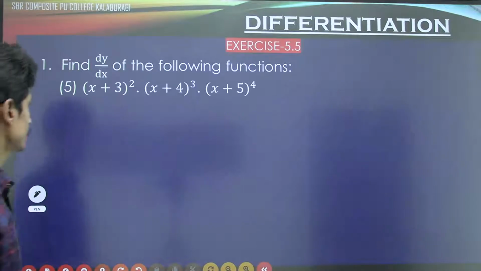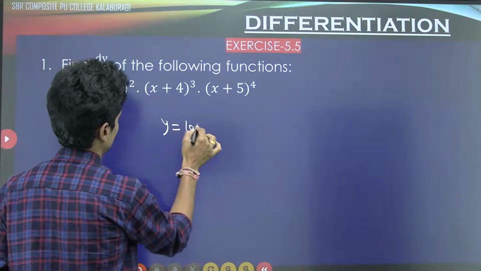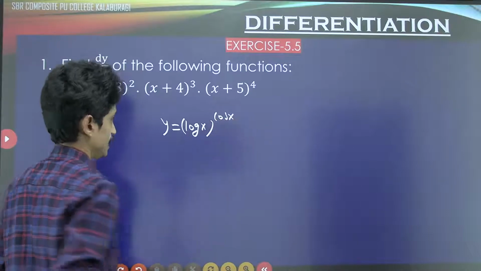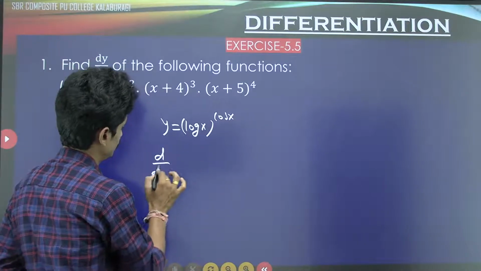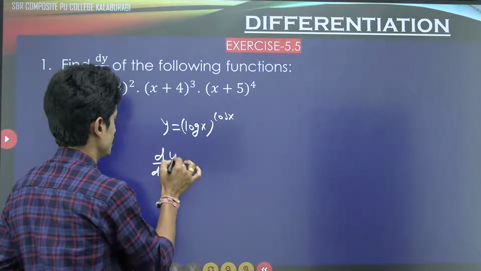Now, in another way, I will solve the same problem. y is equal to (log x) whole power cos x. I'll solve it in a different way. Different way means we already have the formula for dy divided by dx of u power v.